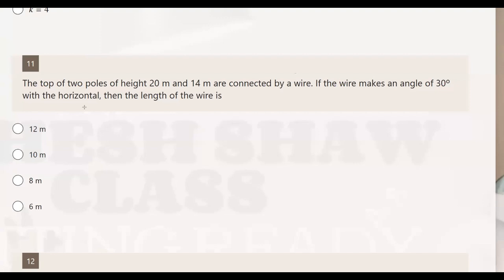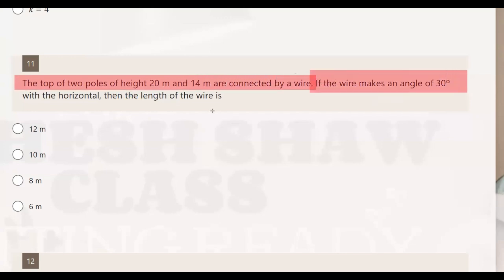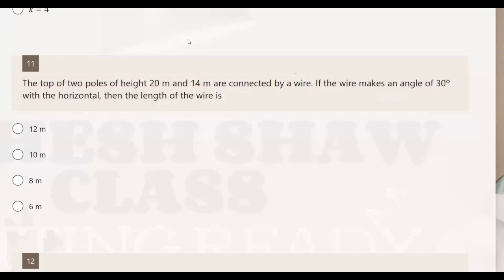The next question from application of trigonometry says the tops of two poles whose heights are 20 and 14 meters are connected with a wire, and the wire makes an angle of 30 degrees with the horizontal. We have to find the length of the wire. Let's say I make two structures, one smaller and the other bigger than this. These are connected with a wire, and we have to get the length of this wire.